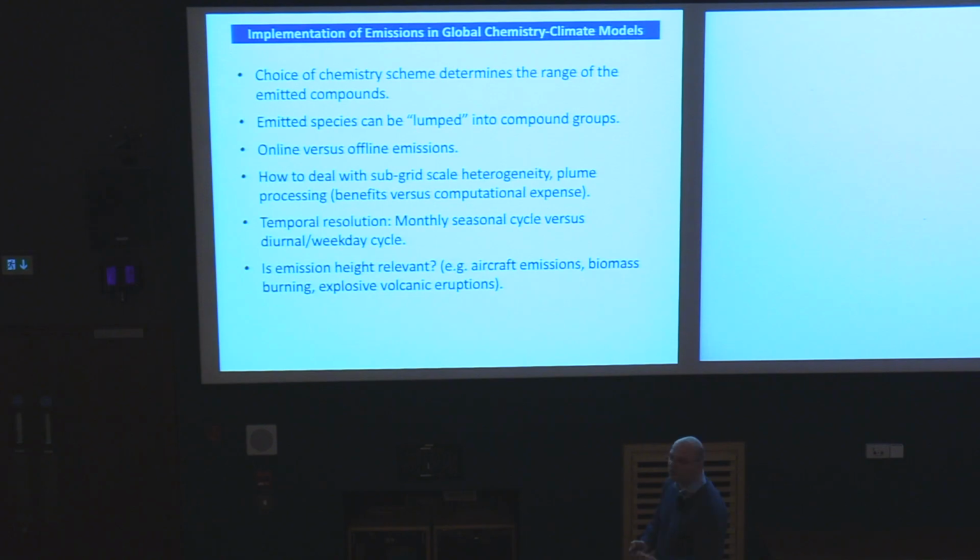Your chemistry scheme will provide you with a set of tracers that are available, or chemical compounds, species that are available in the model. But sometimes, in order to represent the full reactivity of the atmosphere, you will want to include more species in your emissions than you actually have in the model. This is typically true for VOCs, for volatile organic compounds, and in this case you'll need to lump emissions from various species that you actually don't have in your model into species that are there. These are decisions you will need to make.